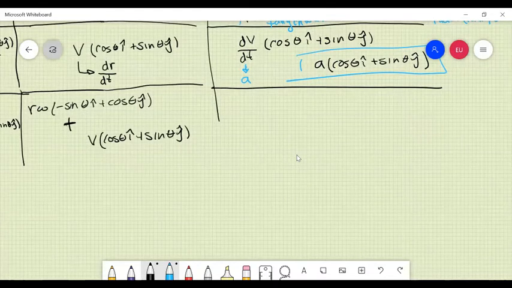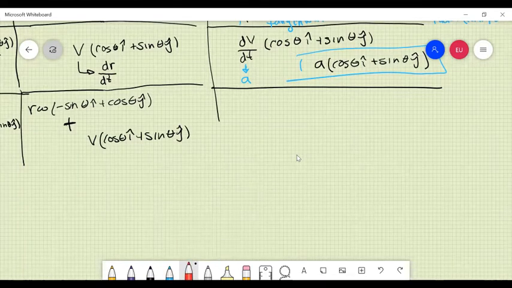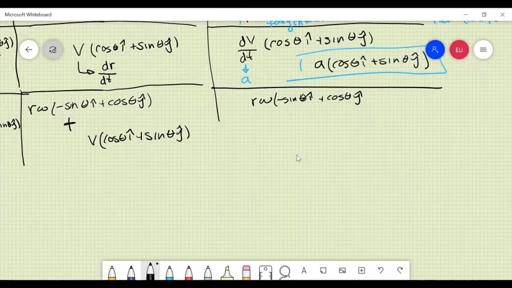Let me get ready. Okay, let's do it. I'll write the velocity vector exactly as it is. So I have the component that has the angular velocity, minus sine plus the cosine. And I'll write the one that has the linear velocity: cosine and sine.